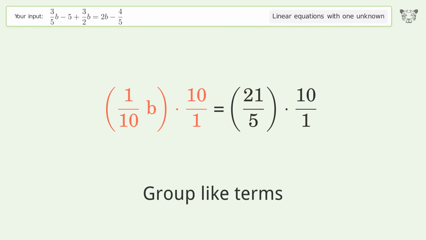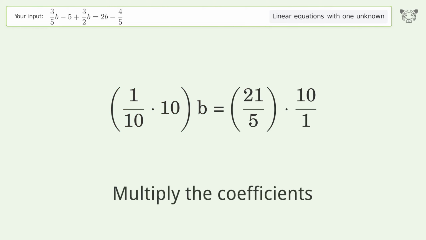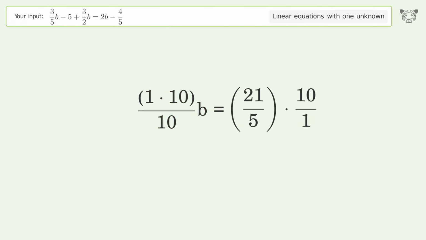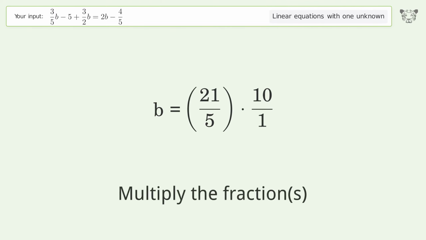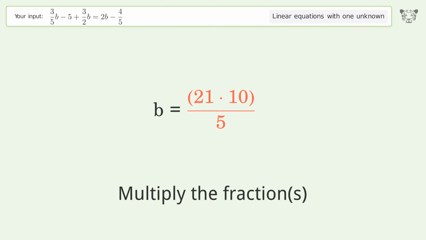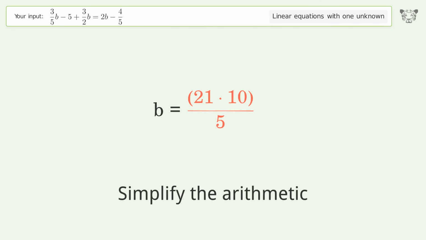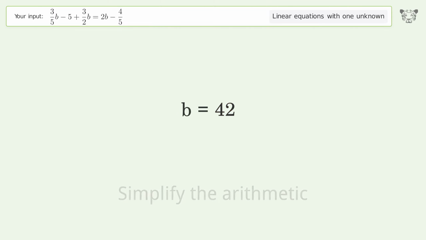Group like terms. Multiply the coefficients. Simplify the fraction. Multiply the fractions. Simplify the arithmetic. And so the final result is b equals 42.